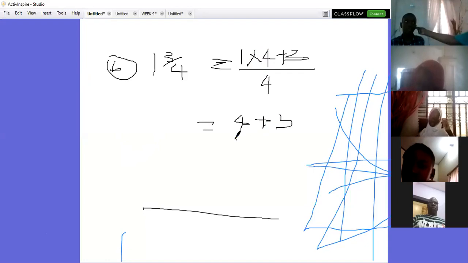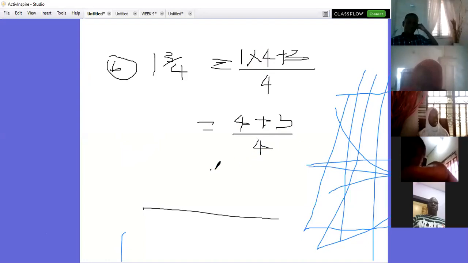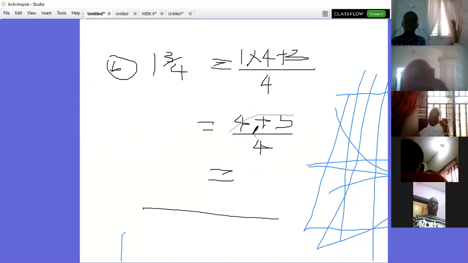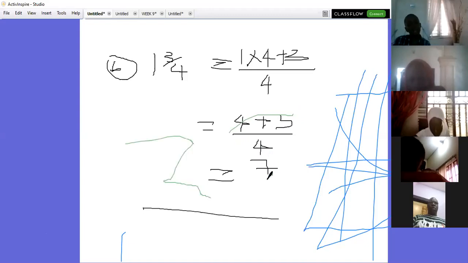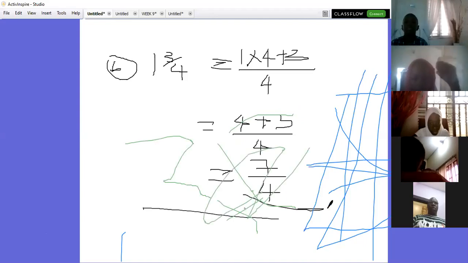Then everything over 4, right? So at the end, what do we have? Then you do addition. 4 plus 3 is 7, over what? Over 4. That was very lovely. So that's our answer to that problem.